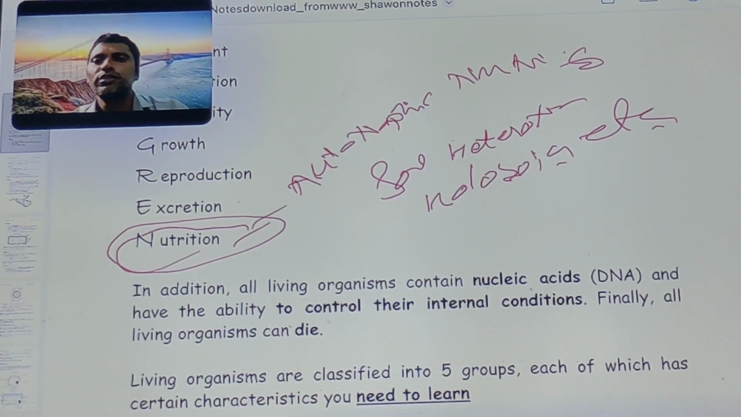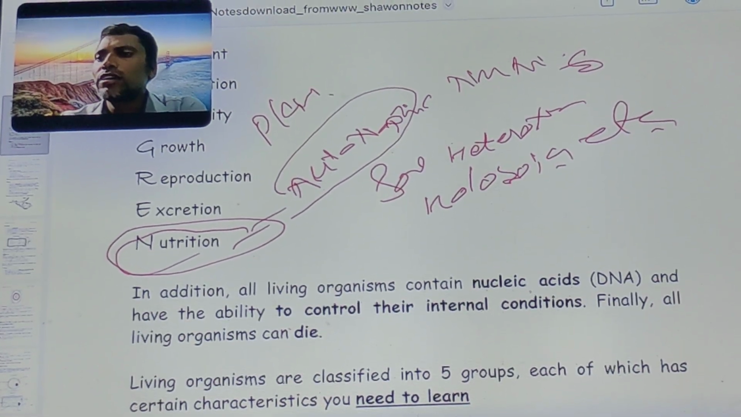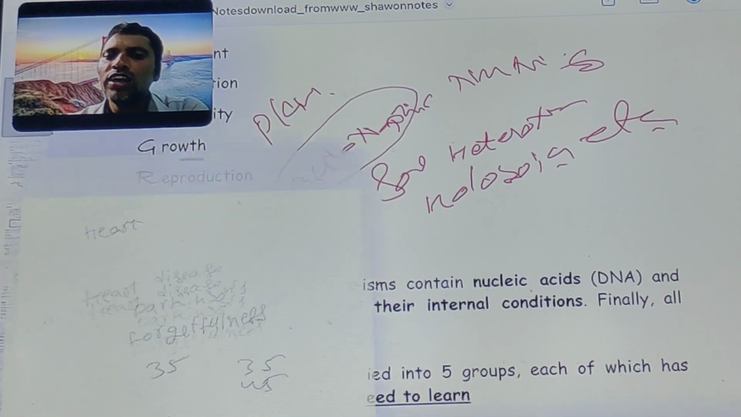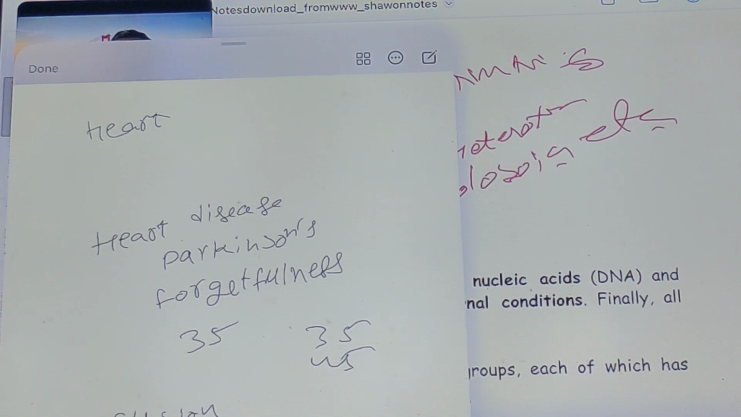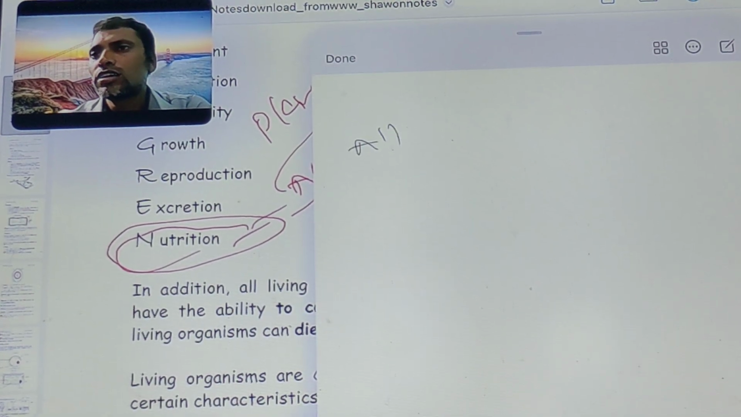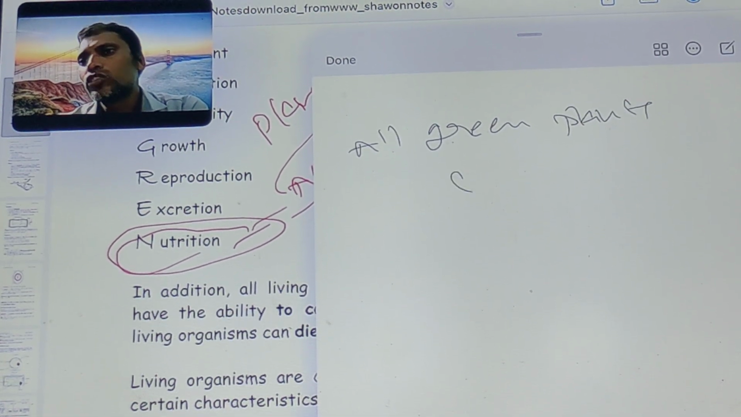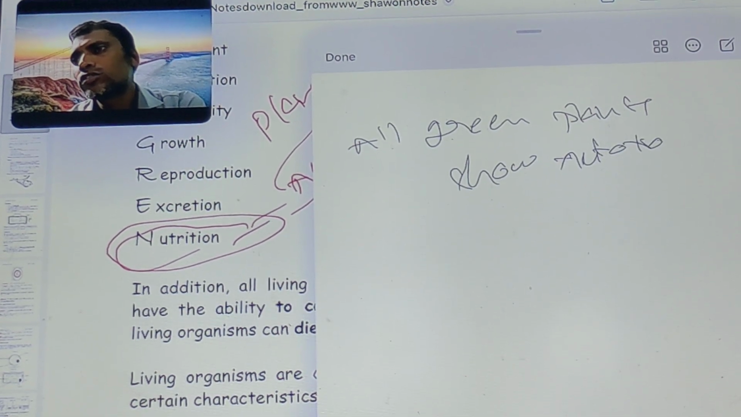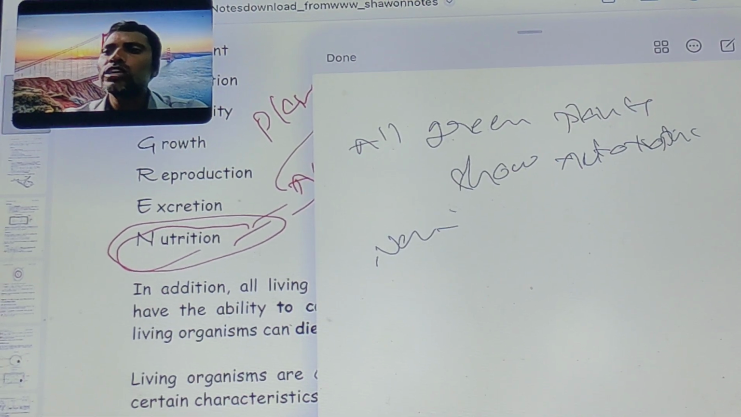Autotrophic nutrition is mainly found in plants. All green plants show autotrophic nutrition.